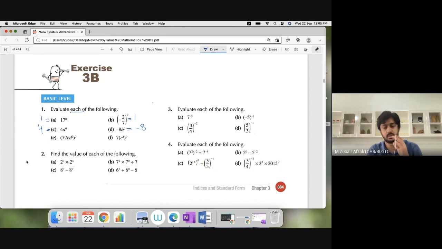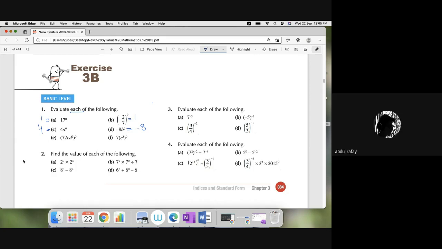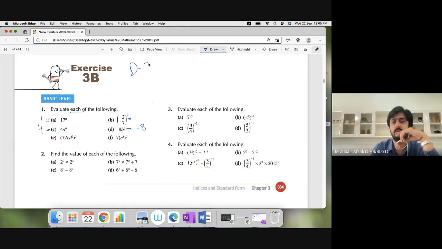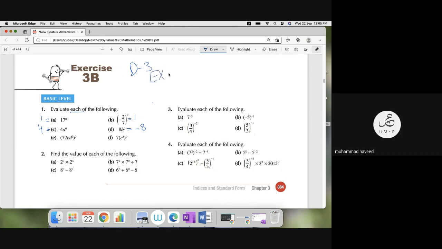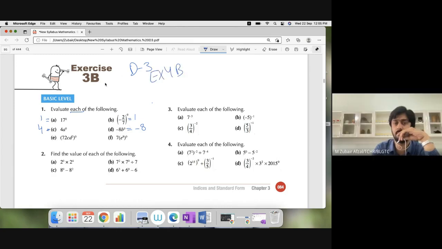I think someone is asking a question. Yes, sir, I was asking which D is this? This is D3, exercise 4B in hard copy and 3B in this soft copy. Okay, sir.